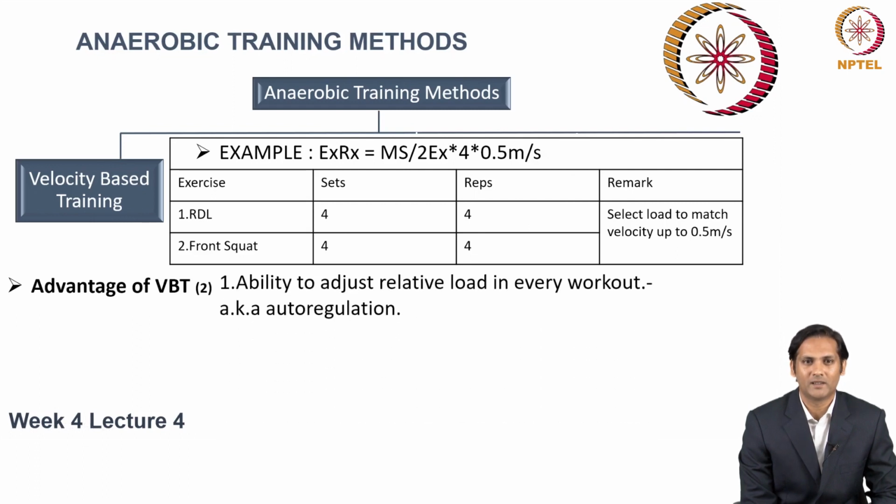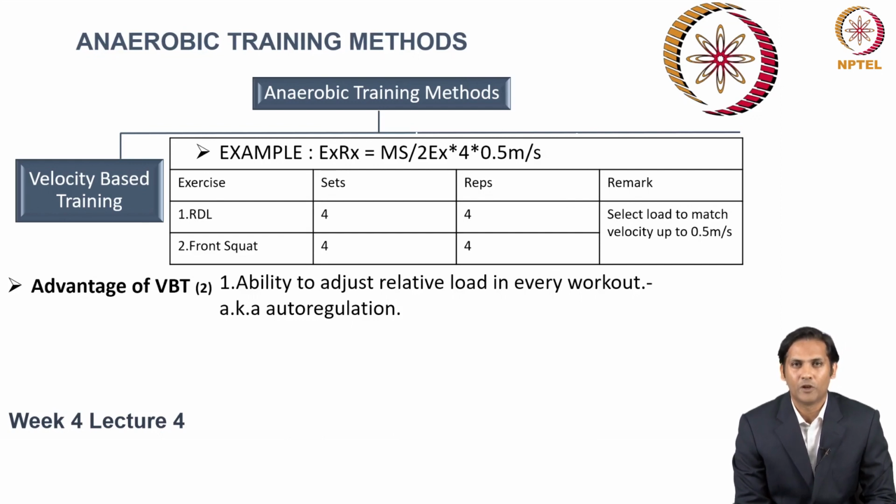An advantage of VBT is the ability to adjust the relative load in every workout, which is also called auto-regulation. Now, this is not possible in a traditional percent-based training, where the earlier 100 kg as your 100% of 1 RM changes after 2 weeks of muscular strength training. So, after week 1, 80% of 1 RM for 100 kg would be 80 kgs, which will not be the case after 2 weeks of muscular strength training. And this can be very objectively corrected using the velocity-based training device method.